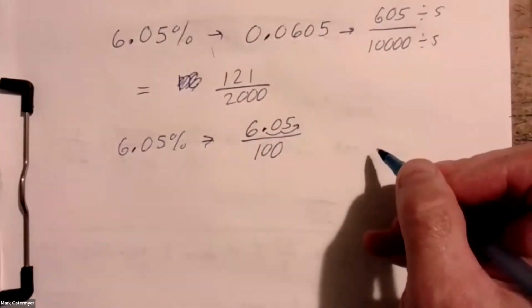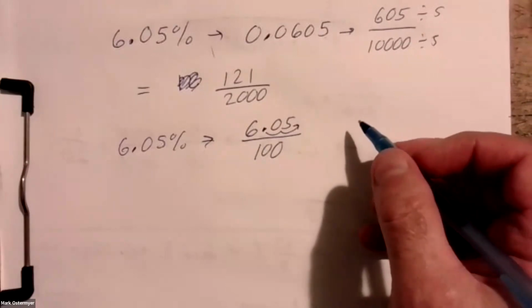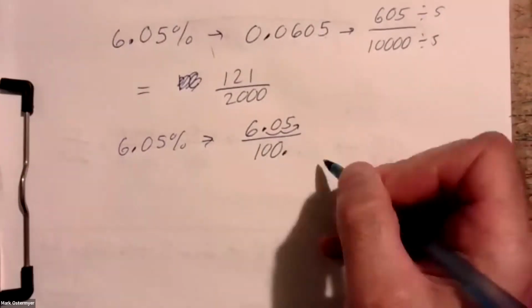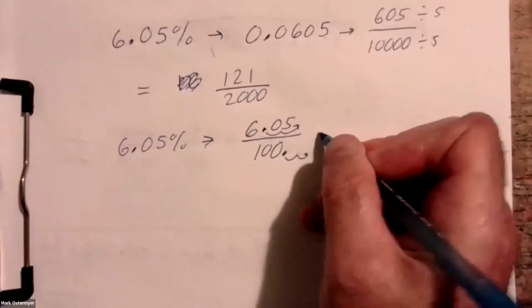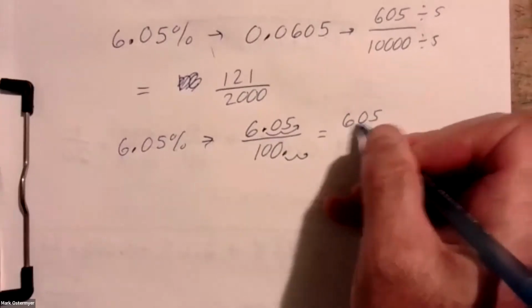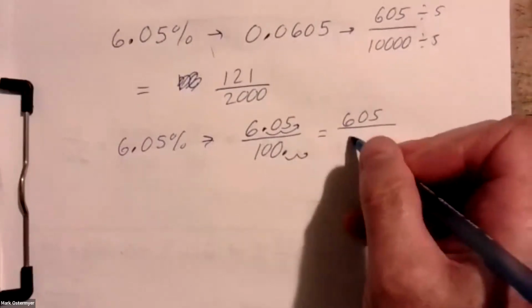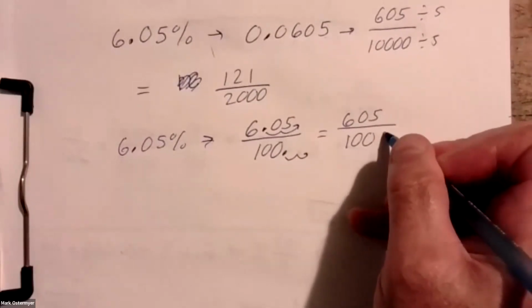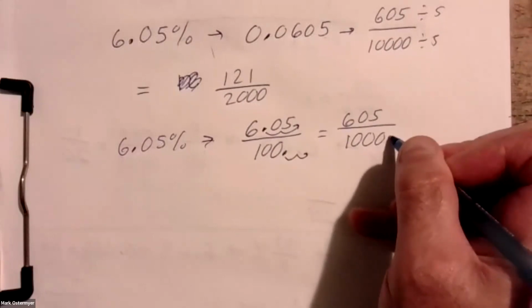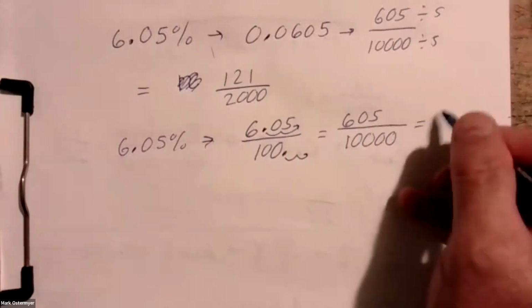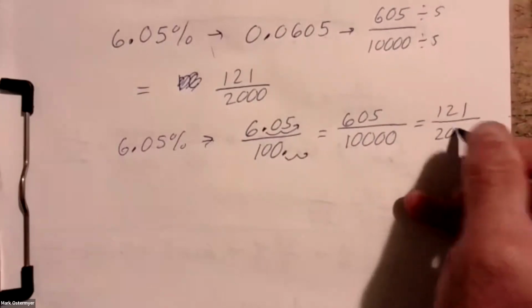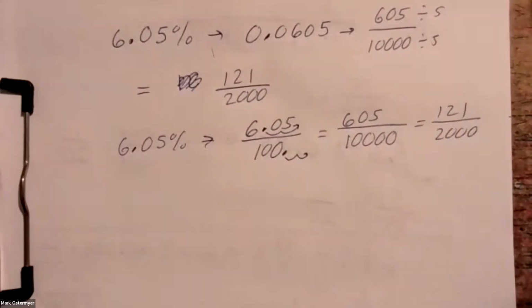But if I shift the decimal point in the numerator 2 places to the right to maintain an equivalent fraction, I must also shift the decimal point 2 places to the right in the denominator. Got to add 2 zeros. So this is really equivalent to 605 over, got to add 2 zeros at the end here, over our friend 10,000, which is really 121 over 2,000. Same answer.